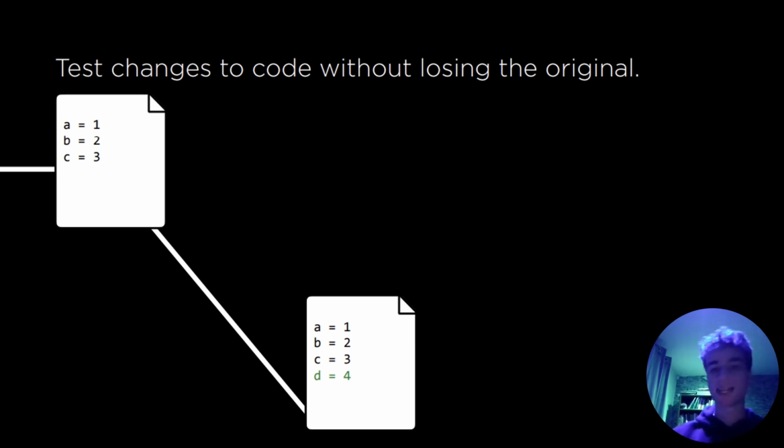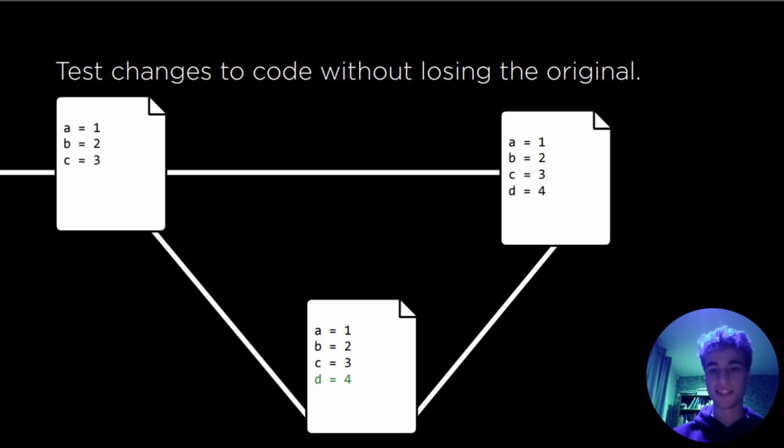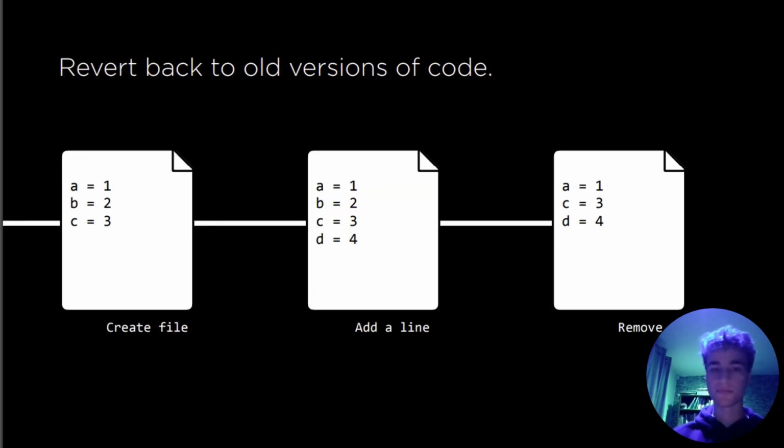But if we say, okay, yes, the code is working, then we can push it to the official code, which is stored in the server, which you can see here. So we can test changes to code while still keeping track of the original version. And that's another key advantage with Git.